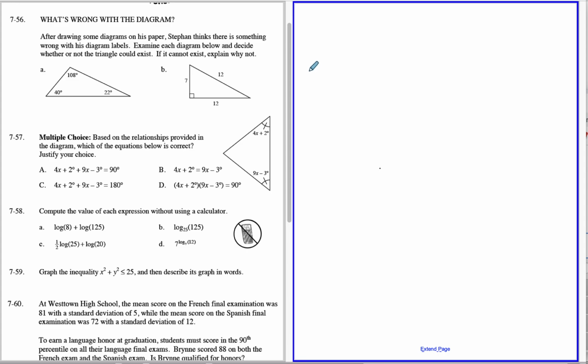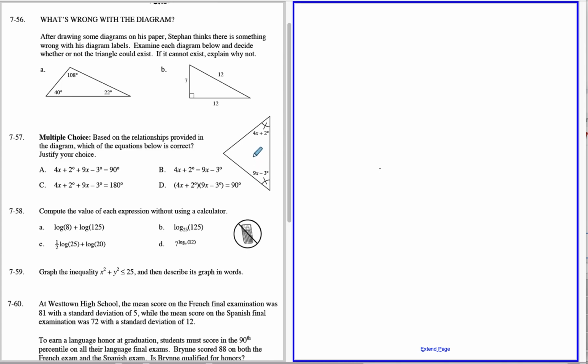Hi guys, this is lesson 7.2.1, review preview, problems 56 through 62. So let's start off here.